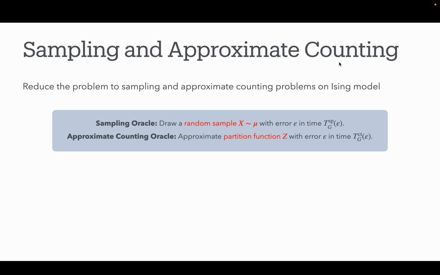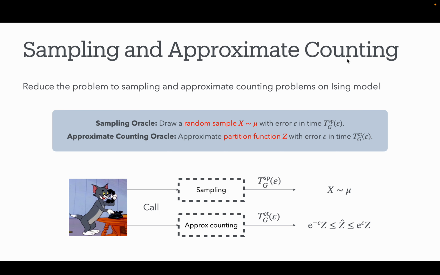We will assume two oracles here. First is the sampling oracle. The sampling oracle allows us to draw a random sample x from mu with error epsilon in time t sampling g epsilon, and an approximate counting oracle allows us to approximate the partition function Z with error epsilon in time t counting g epsilon.